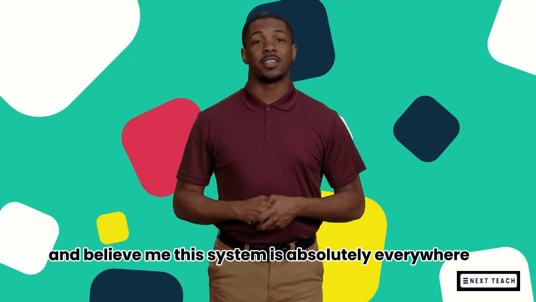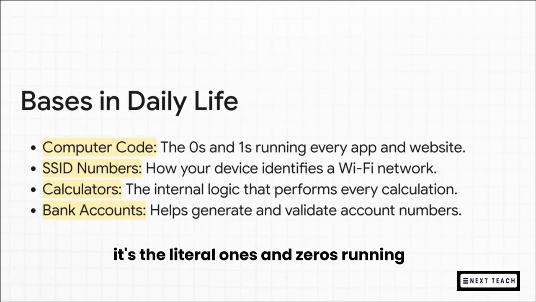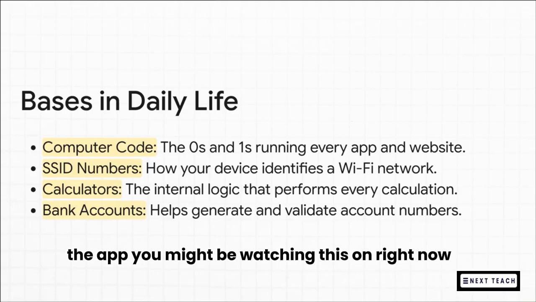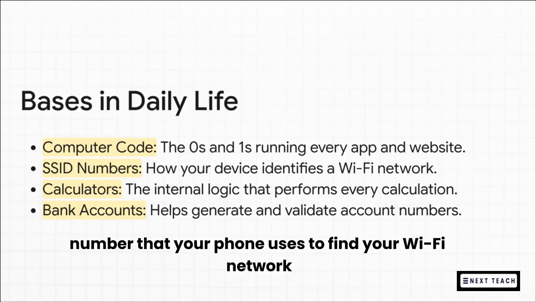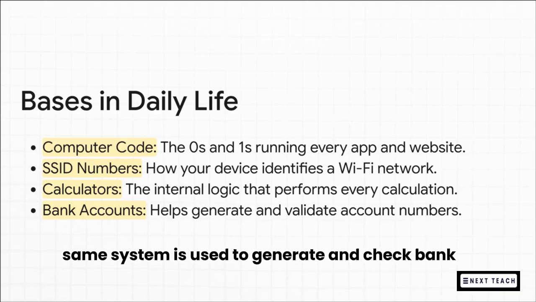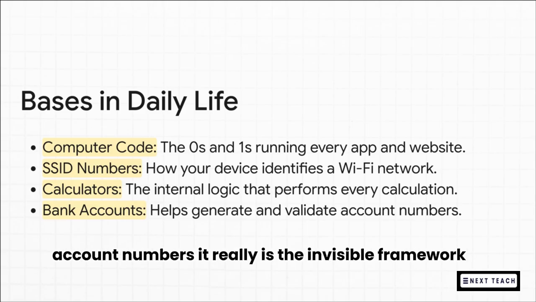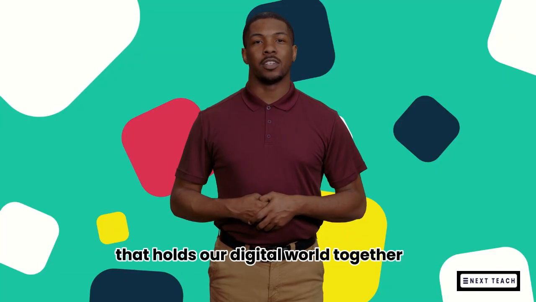And believe me, this system is absolutely everywhere. It's the literal ones and zeros running the app you might be watching this on right now. It's inside the unique SSID number that your phone uses to find your Wi-Fi network. It's even the basic logic that makes your calculator work. And you know, in places like Nigeria, this exact same system is used to generate and check bank account numbers. It really is the invisible framework that holds our digital world together.